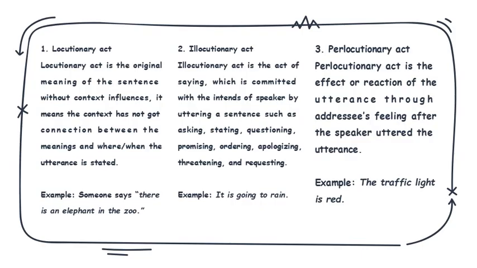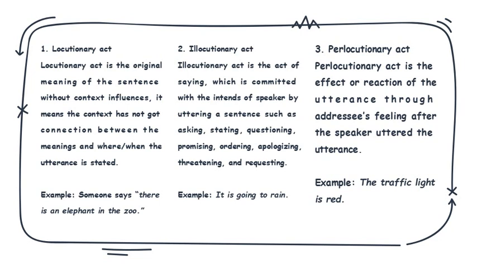In performing speech acts, there are three related acts as what you suggest. They are locutionary, illocutionary, and perlocutionary. The first one is locutionary act. Locutionary act is the original meaning of the sentence without context influences. It means the context has not got connection between the meanings and where or when the utterance is stated. We can say that locutionary act is a speech act that expresses things as they are.